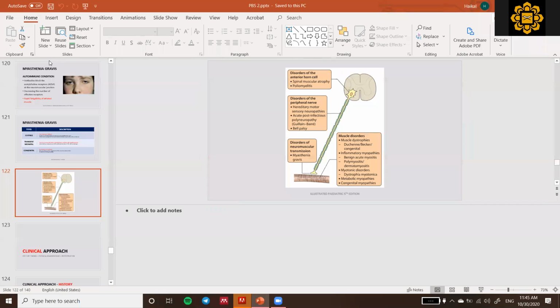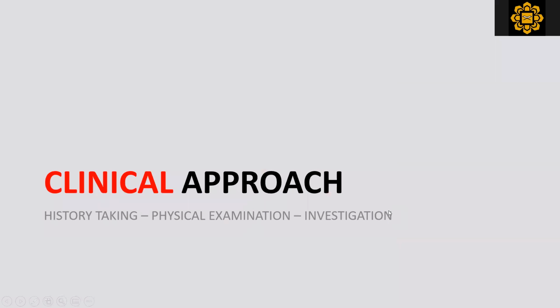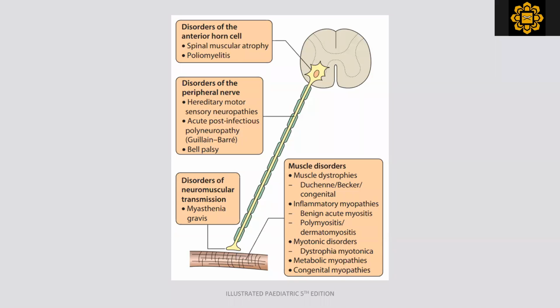Go back to the diagram showing the peripheral causes distribution. Another slide, okay, this one. Okay, this is basically a summary of the peripheral causes. As we can see, disorder of the anterior horn cell, disorder of the peripheral nerve, disorder of the neuromuscular junction, and lastly the muscle disorder.